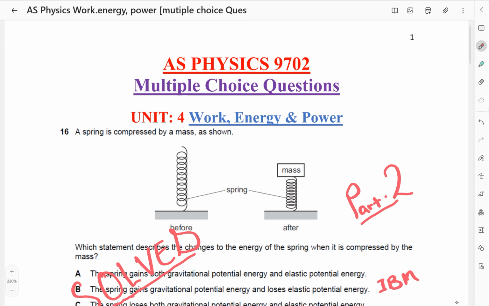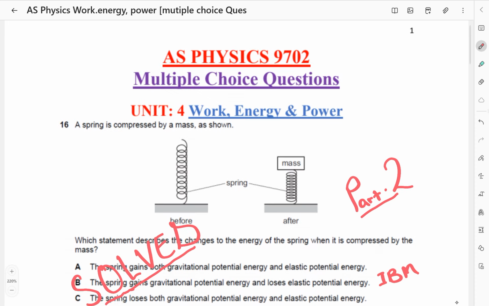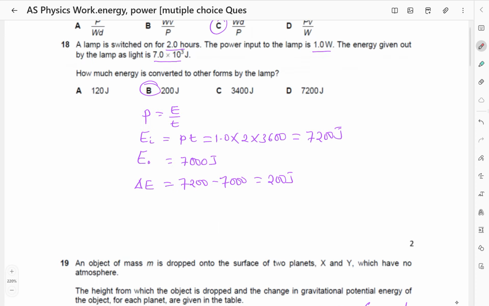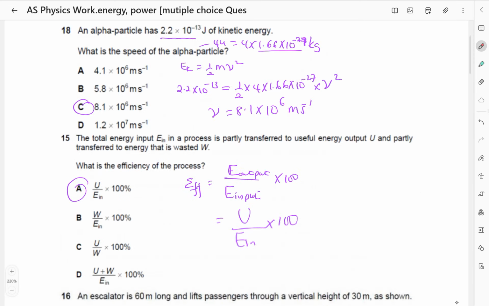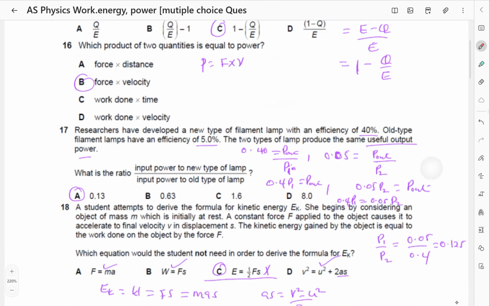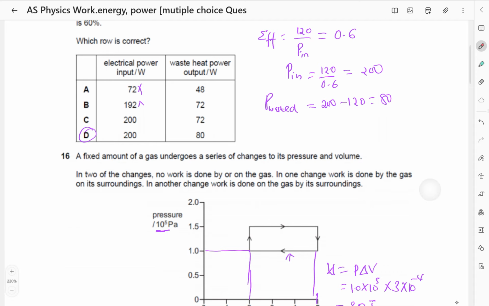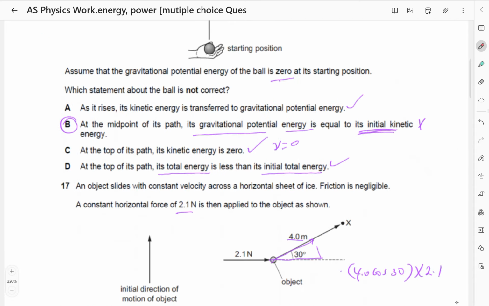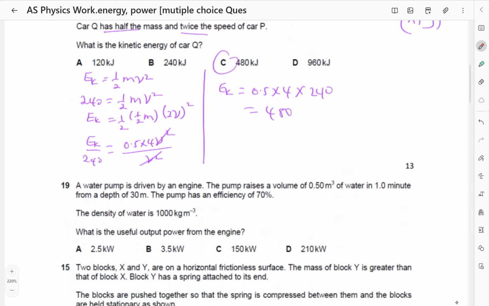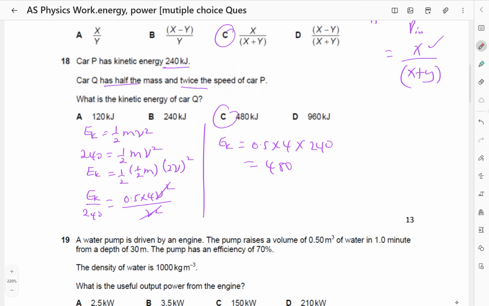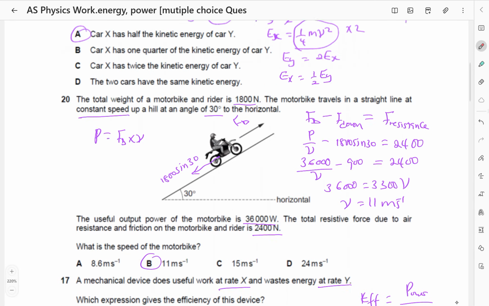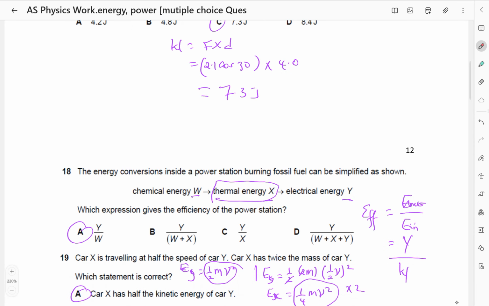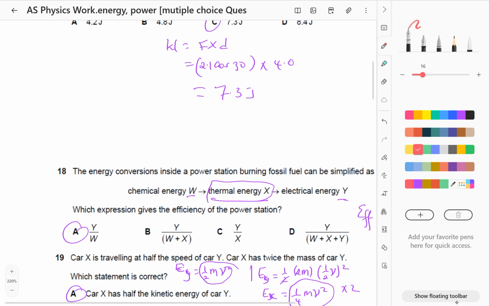So without wasting time, let's go to where we stopped in part 1. I think we stopped on page 12 in part 1. We stopped on page 12. Okay, so we stopped here on page 12 in part 1, and in part 2, I want us to start from page 13.